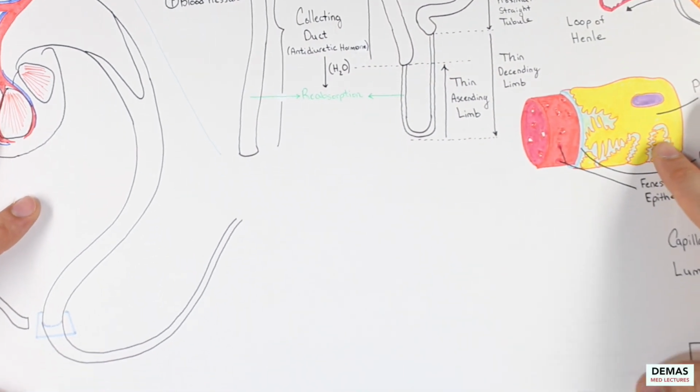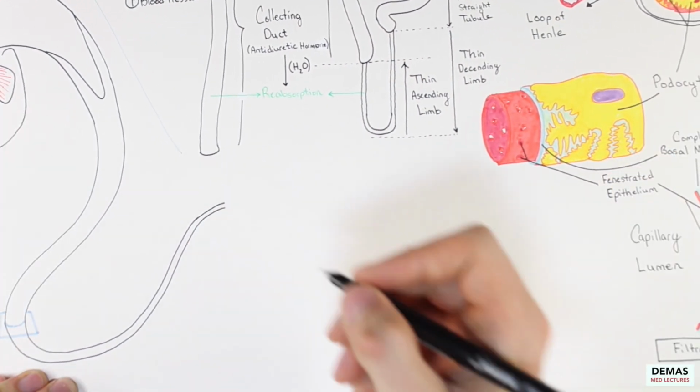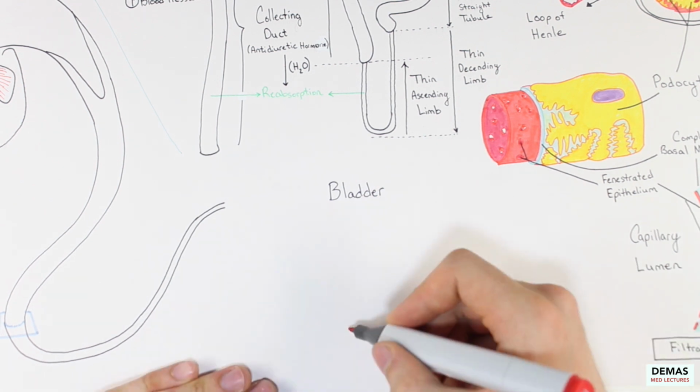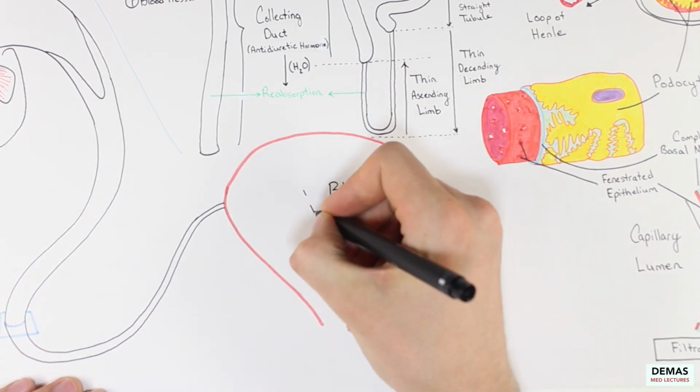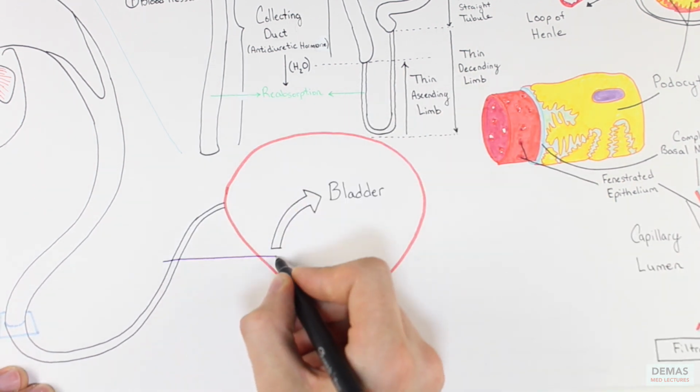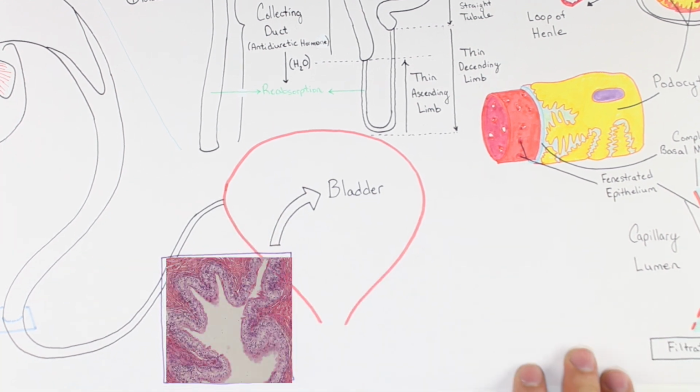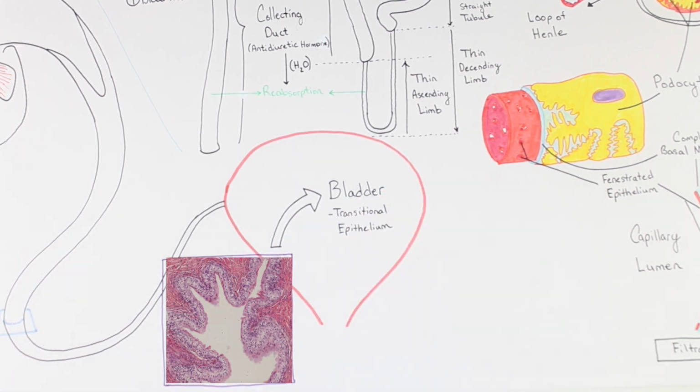Next, the ureters conduct urine to the urinary bladder, which is the storage area for urine before it is ultimately eliminated. The bladder is also lined with transitional epithelium, which, if you remember from your epithelial lectures, can either be dome-shaped or flat depending on the amount of urine stored in the bladder.